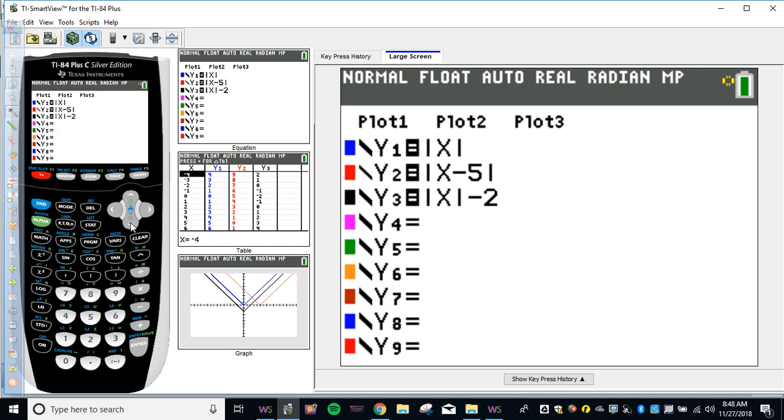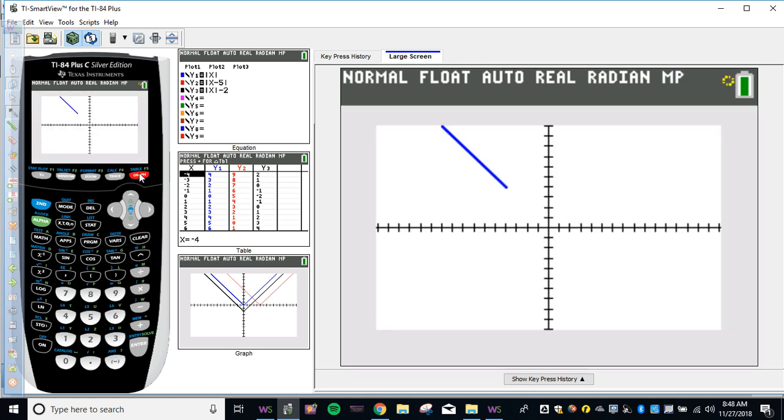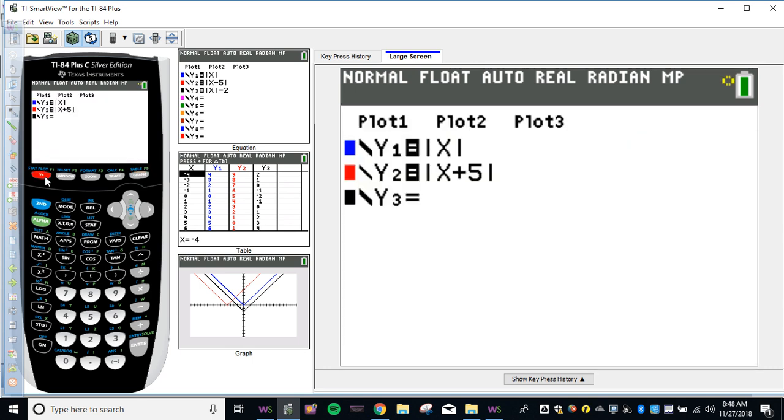Right, let's look. So if we just switch this to a positive, I'm going to delete this one. So here's the parent function. This is the one that hasn't been changed. And now plus goes left. So when it's in the absolute value, it does the opposite of what you think.